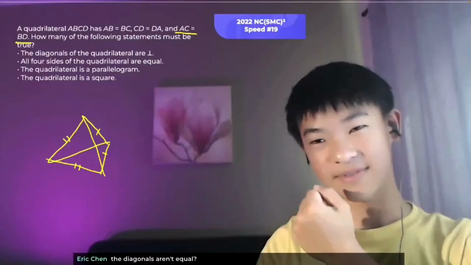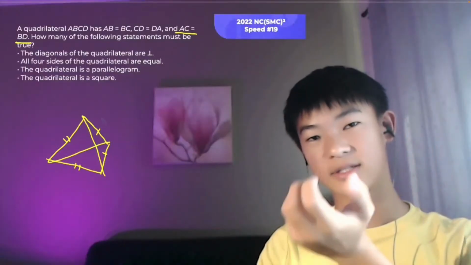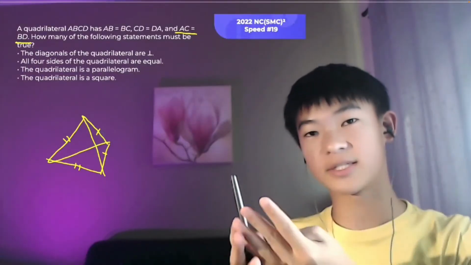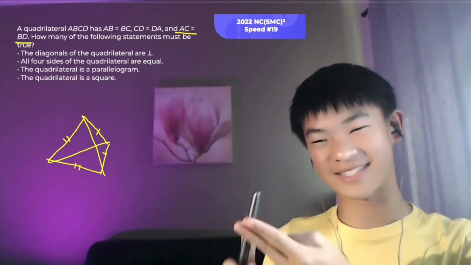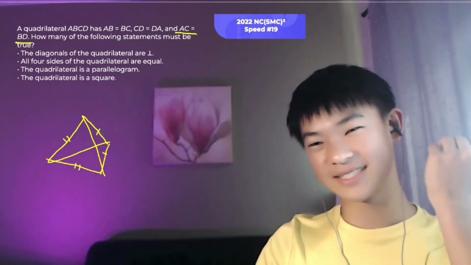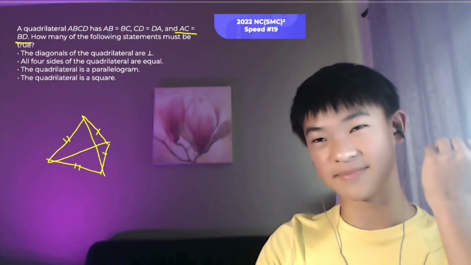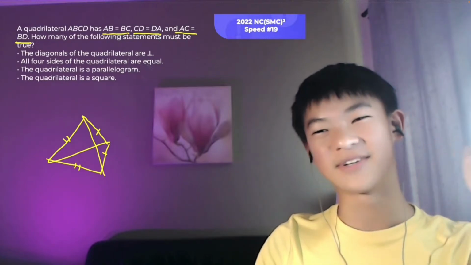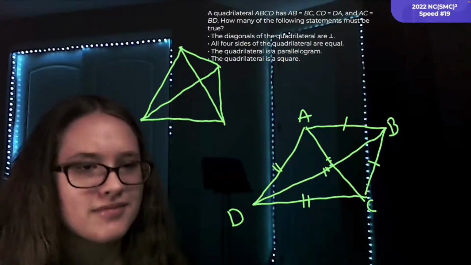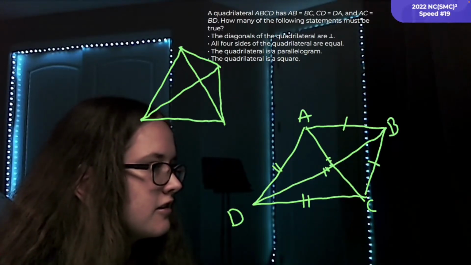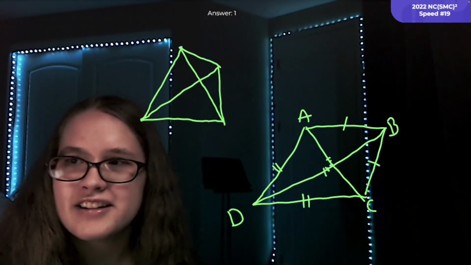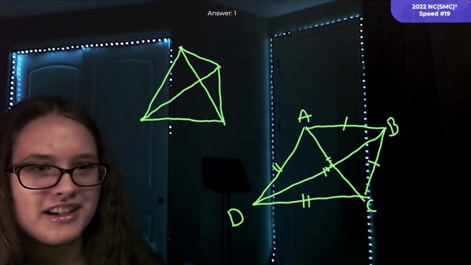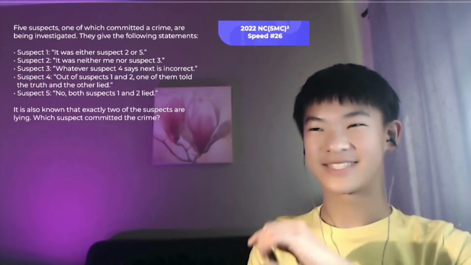So if we draw this shape, then we see that obviously this shape does not have all four sides equal, is not a parallelogram, is not a square. But because of the AB equals BC and CD equals DA, we must have perpendicularity. So I think the answer should be 1 as well. Yeah, and it is. So that works out pretty nicely. Awesome. Let's move on to the next question for today.